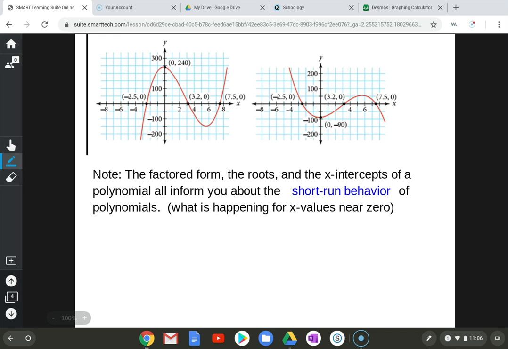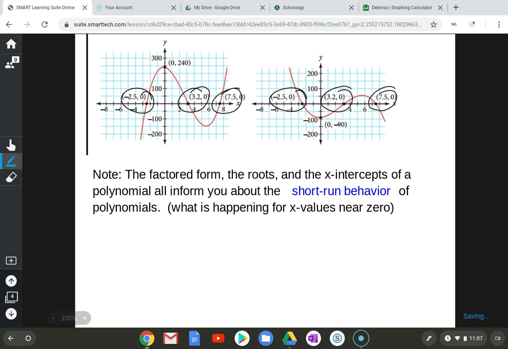All right, so factored form, the roots and the x-intercepts. We're kind of talking about roots. Of a factored form of a polynomial all inform you about the short run behavior of the polynomial. When we say roots or x-intercepts, I kind of use them interchangeably, so forgive me if you hear me use one one time and another time. But the roots or x-intercepts are these points where the graph intersects the x-axis. So these would be your roots or your x-intercepts.